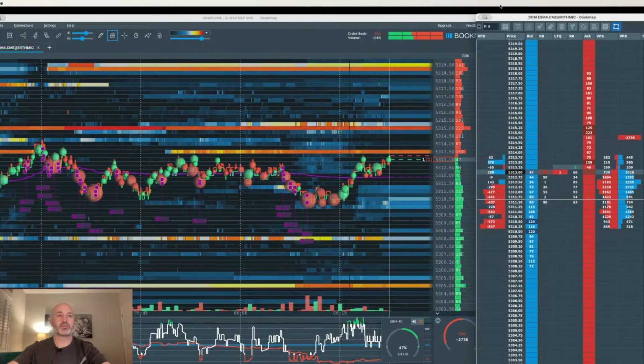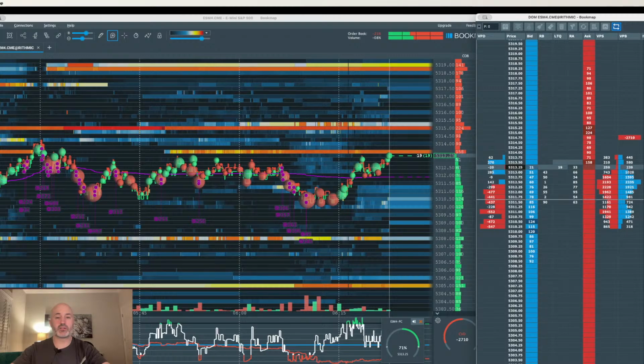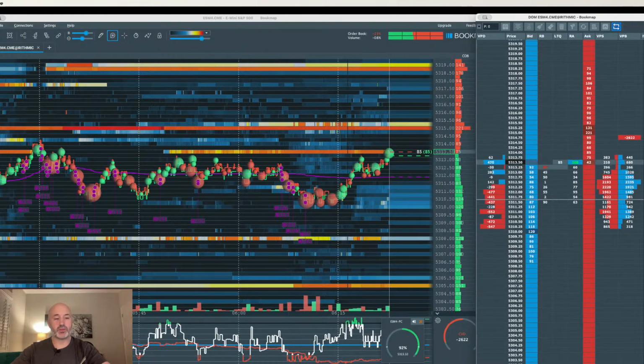I am going to go to the TradingView chart and look at news first before we start. And typically I'm going to clear the DOM before I start, just to have a fresh start when the market opens. All right, so we've had a lot of movement overnight.